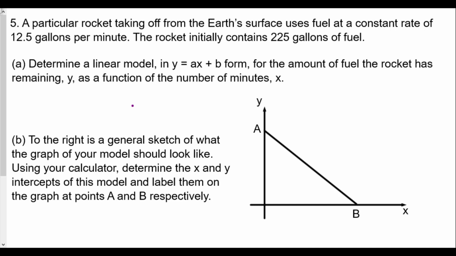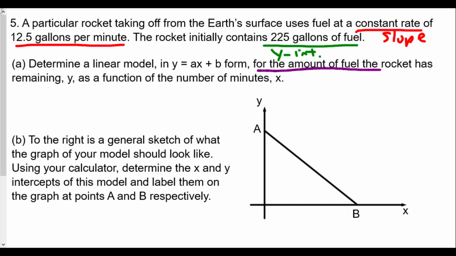Okay, so we're going to see in this case that it says here it uses fuel at a constant rate of 12.5 gallons per minute. And so that's going to be our slope. And it initially had 225 gallons of fuel. That's our y-intercept. But now it says here, determine the linear model for the amount of fuel the rocket has remaining as a function of number of minutes x.